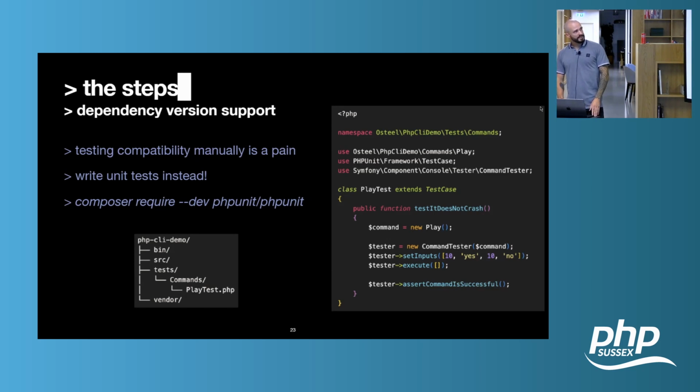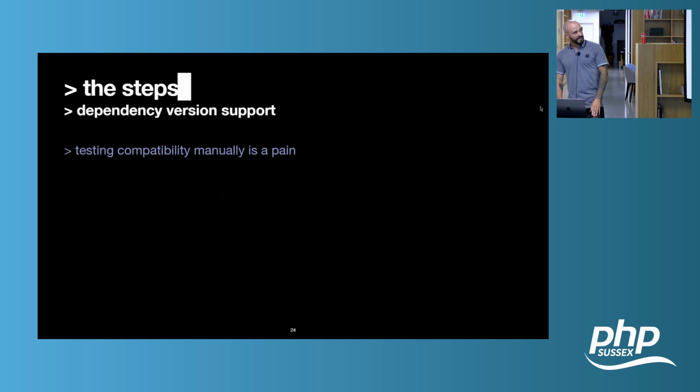Okay, so once I've done that, it's already a little bit better, because I still need to change the PHP version manually. But then instead of testing the game manually, I can just run the test. And this way I can know if my application is compatible with this new version of PHP. But changing the PHP version manually can still be a bit of a pain depending on your setup, right? So we are going to automate that bit as well.